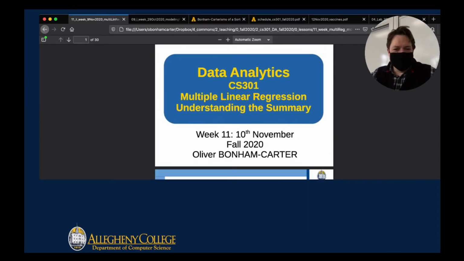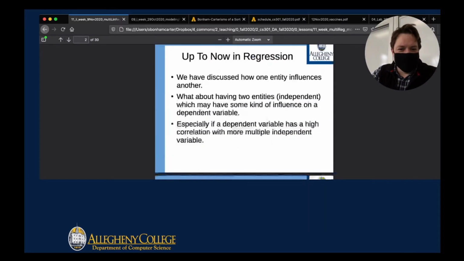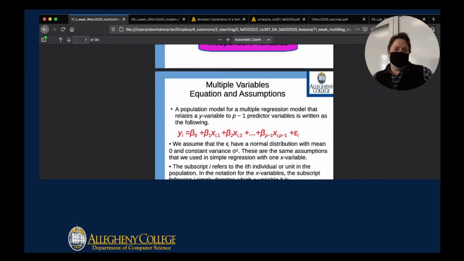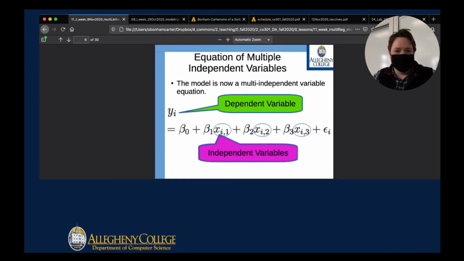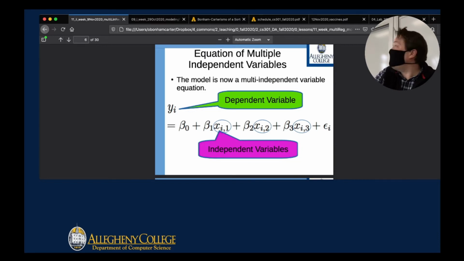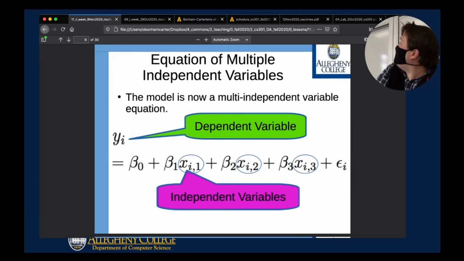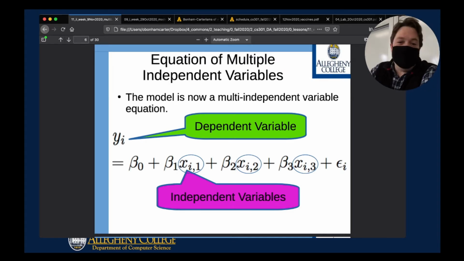Okay, so let's go ahead and get back to where we left off. What we were doing is working with multiple variable regression. Let me make it bigger here so that everyone can see. I don't know if you can't see that. Maybe you can. Okay, so we're working with multiple independent variables in a regression model.